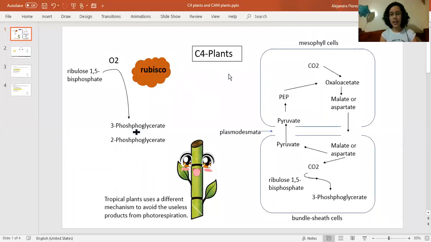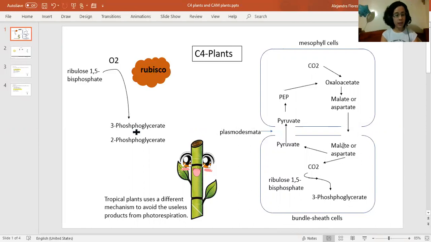And what we're gonna see is the C4 plants' mechanism. This is actually used in tropical plants. So we have our CO2 molecule that's gonna be fixated into oxaloacetate, a 4-carbon intermediate. That's where the name comes from, C4 plants. And this oxaloacetate is gonna be converted into either malate or aspartate. And by doing this, it's able to move from the mesophyll cells to the bundle sheath cells using the plasmodesmata.